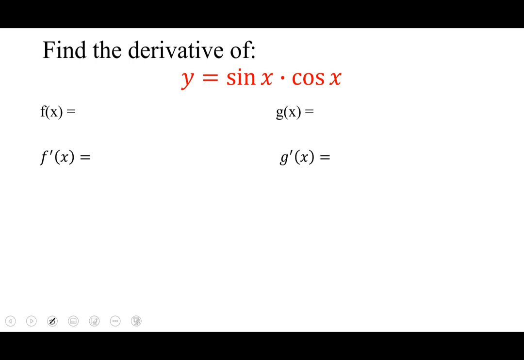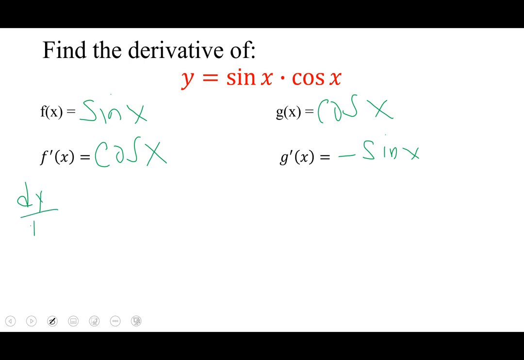Okay, another example here: find the derivative of the sine times the cosine. So your f is going to be your sine, where your g is going to be your cosine. Your derivative of a positive sine is a positive cos. Your derivative of a positive cos is a negative sine. Let's just have a little fun here and call this one dy dx as opposed to calling it y prime. Remember, eventually the notation matters, but for now, it doesn't.